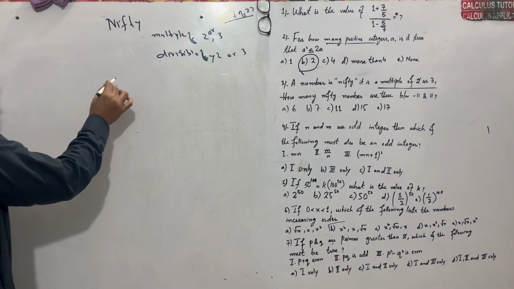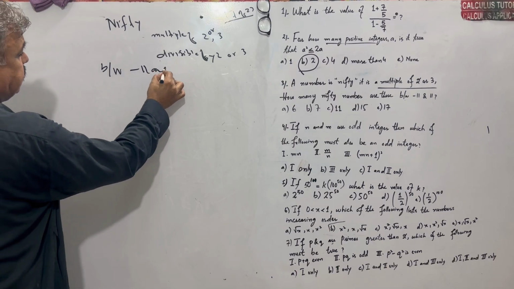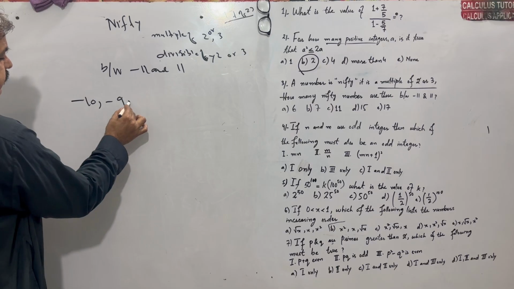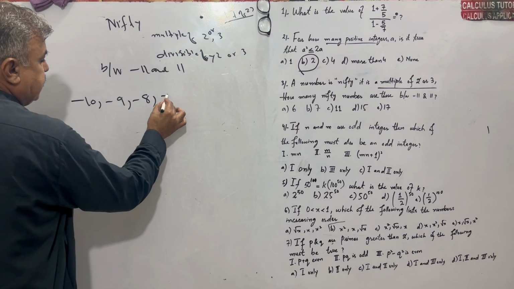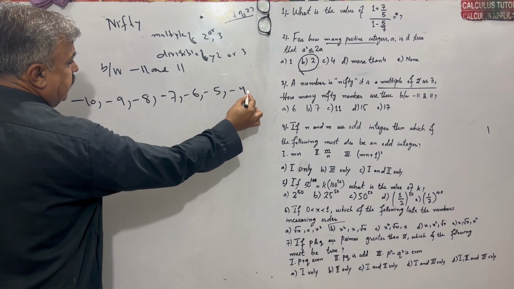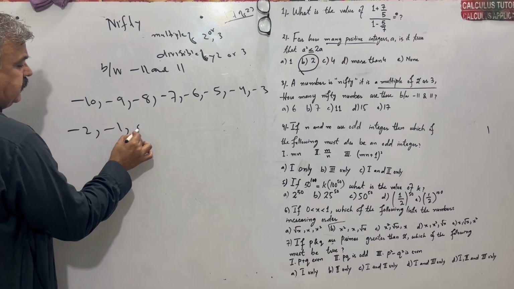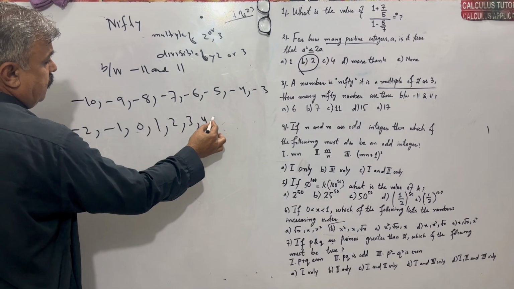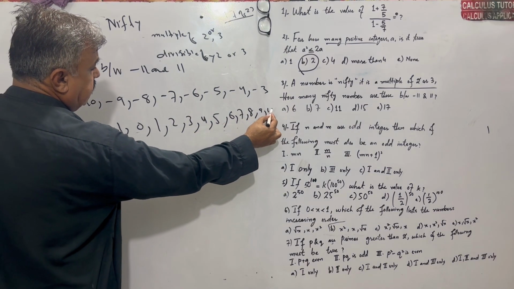Let's write all the integers between minus 11 and 11. So minus 10, minus 9, minus 8, keep on adding 1. Minus 7, minus 6, minus 5, minus 4, minus 3, minus 2, minus 1, 0, 1, 2, 3, 4, 5, 6, 7, 8, 9, 10.